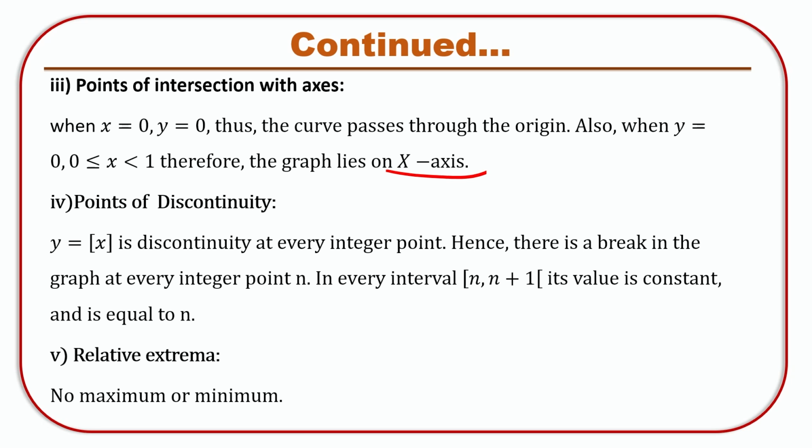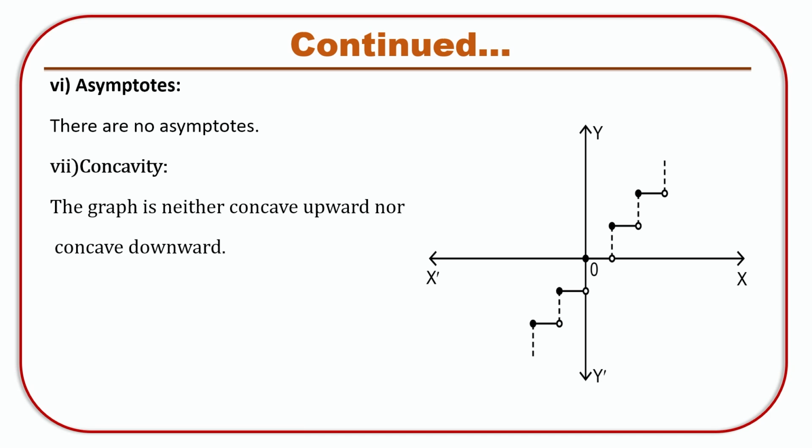The fourth property, points of discontinuity. y equal to greatest integer x is discontinuous at every integer point, hence there is a break in the graph at every integer point. Remember this one, this function is discontinuous at Z. In every interval n to n plus 1, its value is constant and equal to n. Relative maxima: the greatest integer function has no maxima or minima because it is defined for all real numbers and takes a specific integer value in each interval.